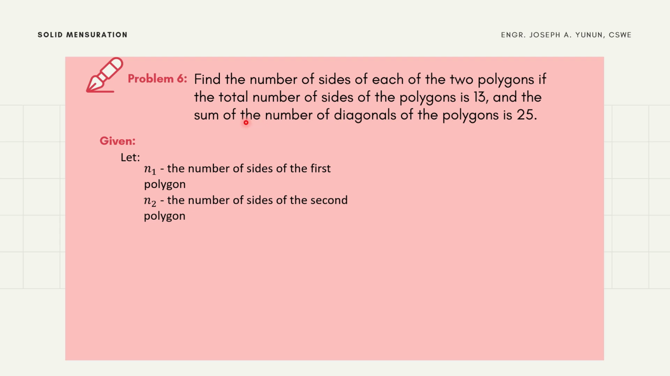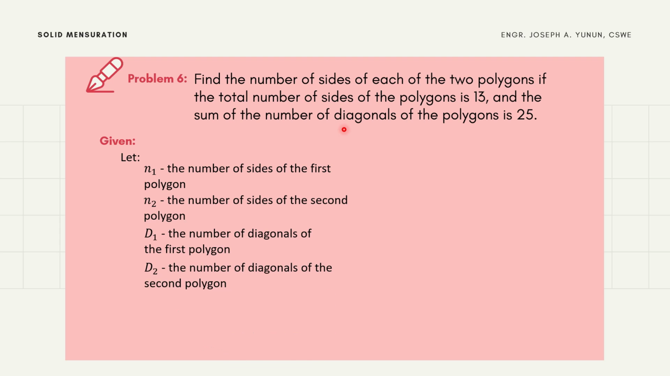Similarly, you have the sum of diagonals of the given polygons. So I'll just assign the number of diagonals of each polygon: let's say D1 as the number of diagonals of the first polygon, and D2 as the number of diagonals for the second polygon. And the required is to find the number of sides of each of the two polygons, determining n1 and n2. So, probably a possible solution.